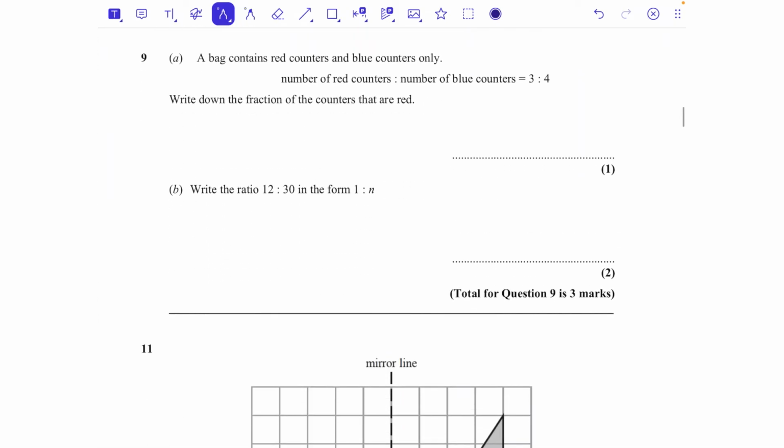Question number 9. A bag contains red counters and blue counters only. The number of red counters to the number of blue counters is in the ratio 3 to 4. Write down the fraction of counters that are red. Okay, so I find it helpful with ratio just to visualise it. You can either do little boxes or little lines like this. The number of red counters to the number of blue counters is in the ratio 3 to 4. Write down the fraction of counters that are red. So this side is red, and this side is blue.